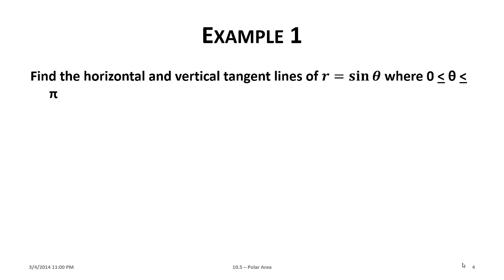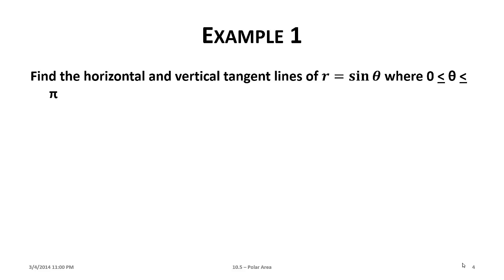So example number one states: find the horizontal and vertical tangent lines of r equals sine theta, where 0 is less than or equal to theta is less than or equal to pi. We're asked to find the horizontal and the vertical tangent. Horizontal tangent, as you guys remember, has a slope of dy equals 0. It's a 0 slope, horizontal, left to right. So if we're looking for our equation, it's our equation in terms of y.